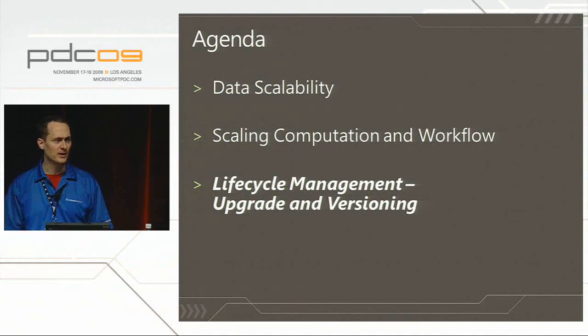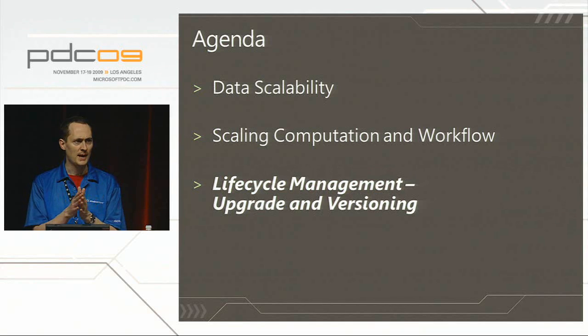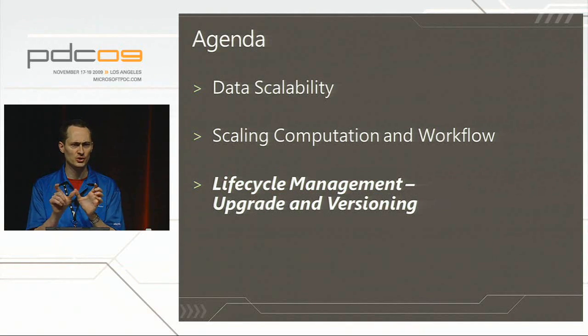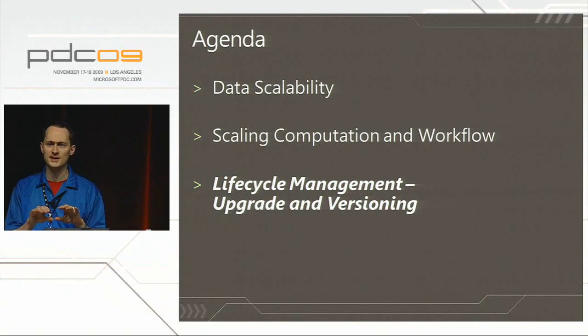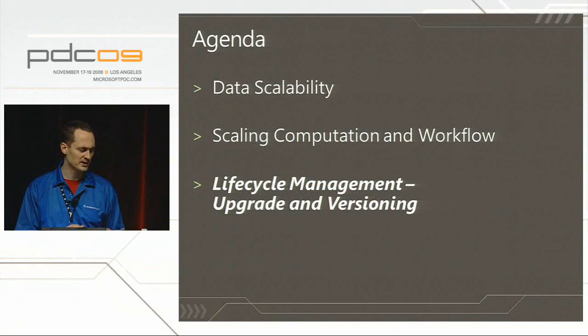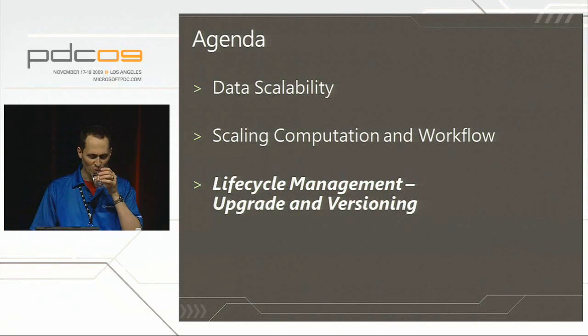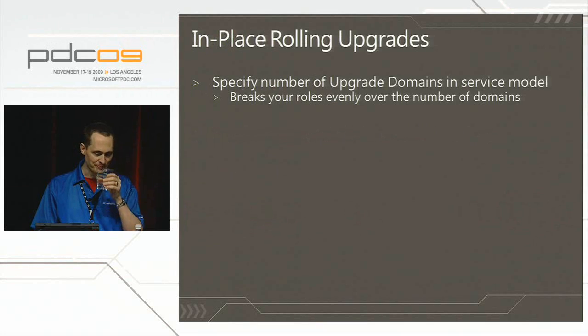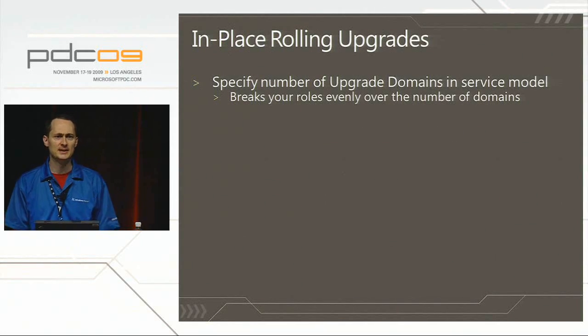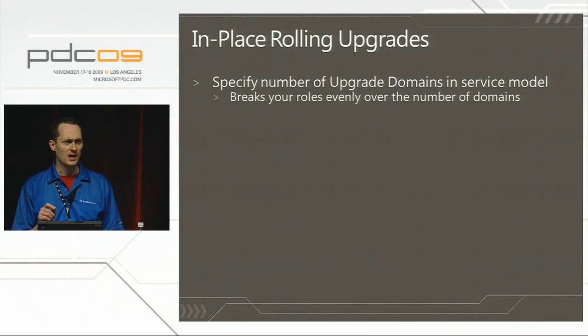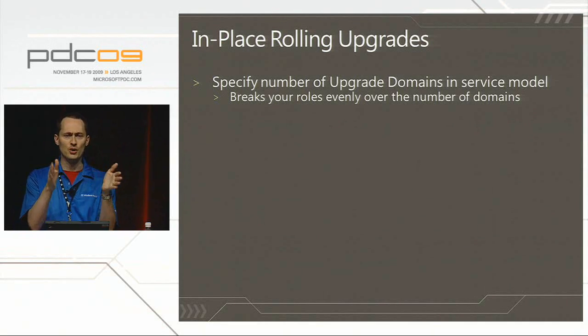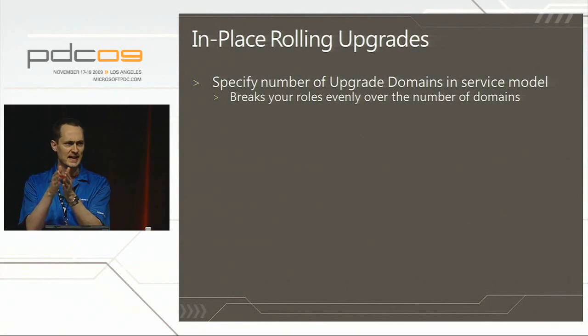So now that we've talked about how to actually build scalable applications with Windows Azure using the worker queue model, I want to talk about lifecycle management. In particular, I want to talk about upgrades and versioning. We recently released a feature for our service to provide in-place rolling upgrades. Now, what this allows you to do is to specify for your service how many upgrade domains you want. Then all of your roles are broken up into these n upgrade domains.